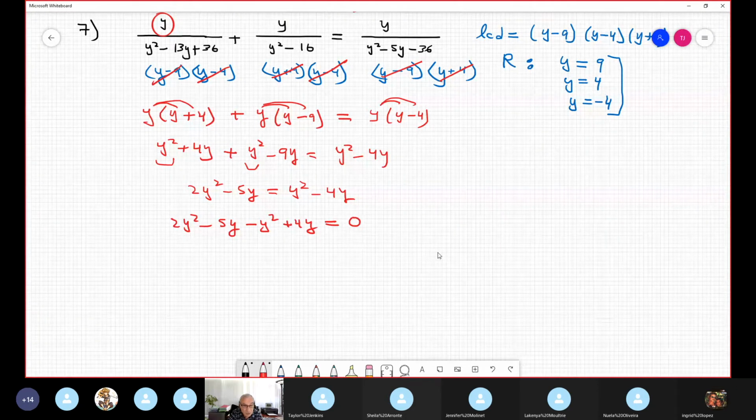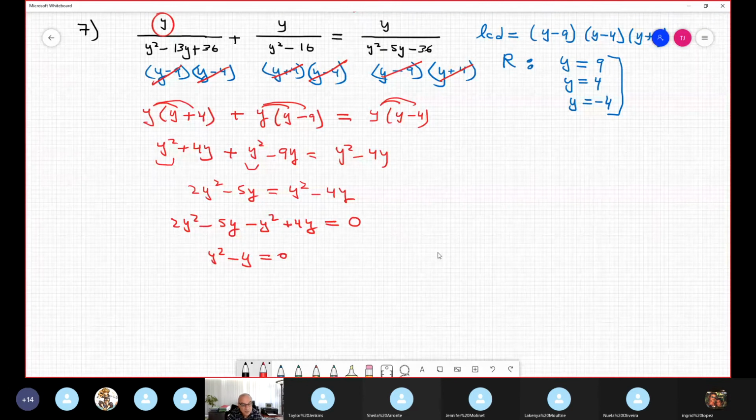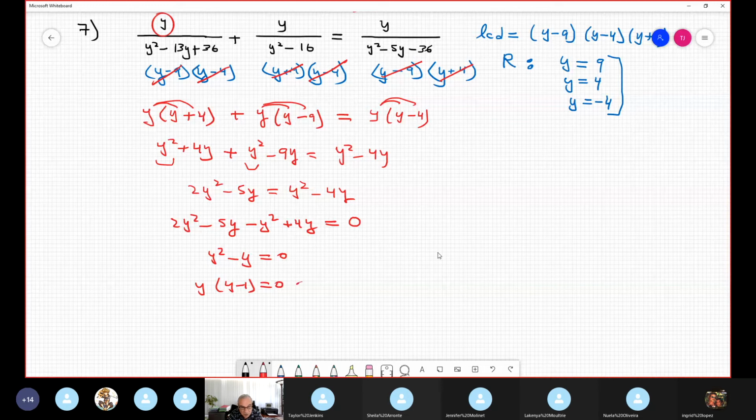The right-hand side must be 0, and we combine like terms one more time. 2y squared minus y squared is y squared, only one. And negative 5 and positive 4 and negative y equals 0. This is my equation. This is super easy because of the GCF, y times (y minus 1). You put each factor separately equal to 0: y equals 0, and y minus 1 equals 0, which implies that y is 1.